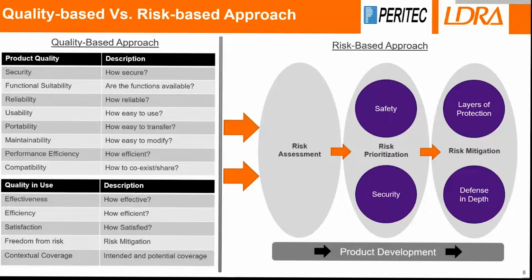What is the ease of usage, whether they can port it, modify it, how efficiently they can use it, and can it coexist with other systems in the ecosystem. And when it comes to quality in usage, the end users were looking at how effectively the product can be used, what is the efficiency, whether they are satisfied with the usage of the product, and is it free from any kind of risk which is directly related to people or environment. And also the contextual coverage where intended and potential coverage for quality has been addressed.